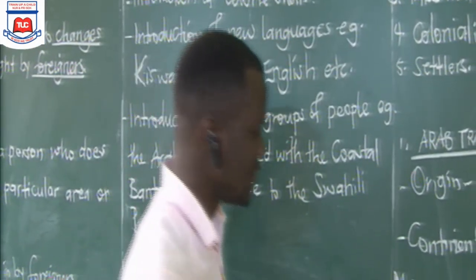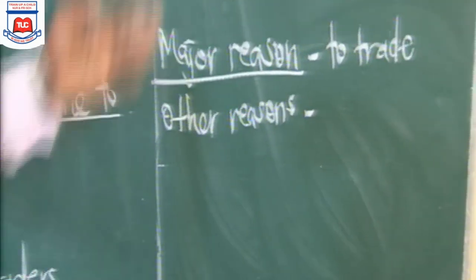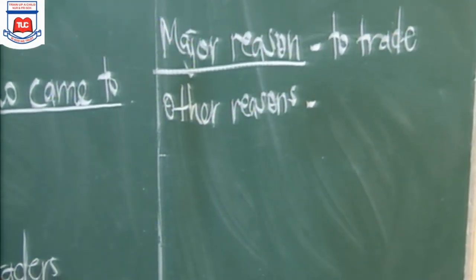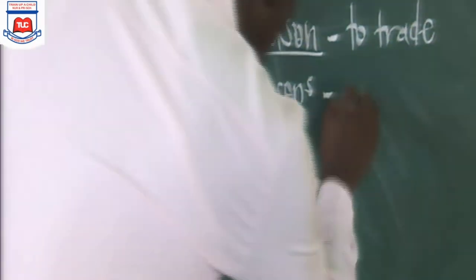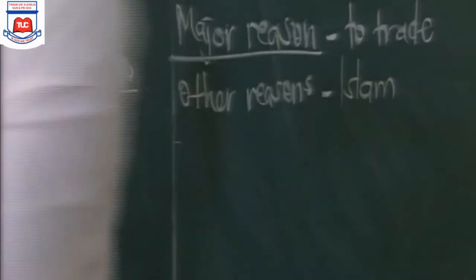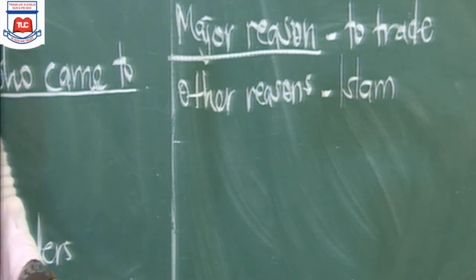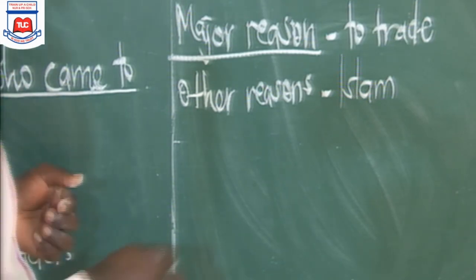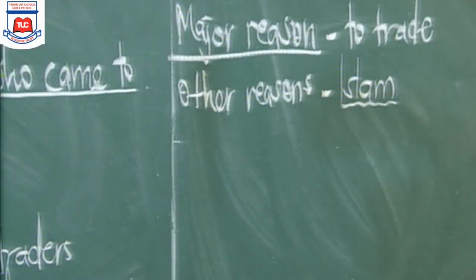For example, we shall also be having other reasons apart from carrying out trade. We shall also be saying that since these were Arabs and they were Muslims, as they came, they were also interested in spreading their religion, and that is Islam. And for us in Uganda or in East Africa, Islam became the first foreign religion. You need to quote me right. Islam was the first foreign religion to be introduced into East Africa.